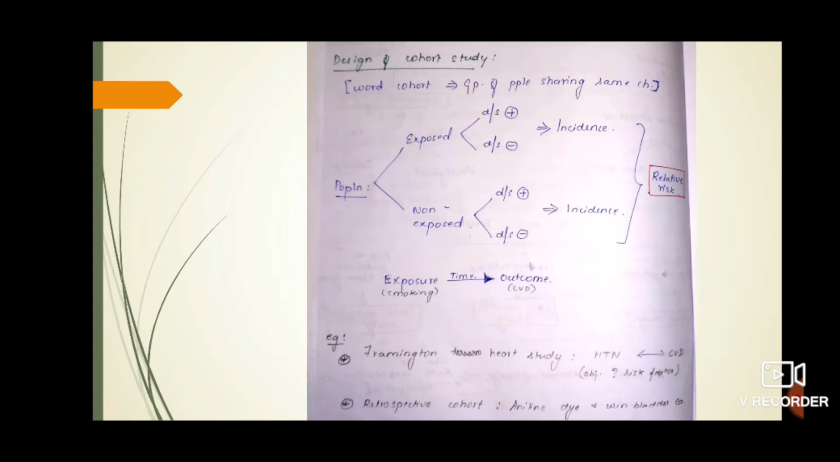So as we saw, the direction is from the exposure, which is followed up over time, while studying for the outcome. Some examples of cohort studies are the Framingham heart study, which was done to find out whether the risk factor of hypertension will cause cardiovascular disease. An example of a retrospective cohort is the aniline dye and urinary bladder cancer study, in which aniline dye workers were retrospectively studied for whether their deaths had been caused by urinary bladder cancer or not.